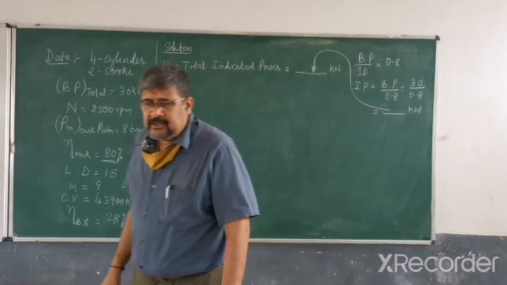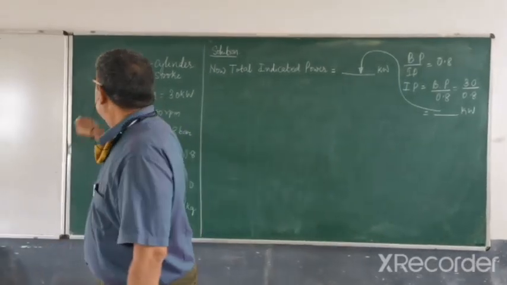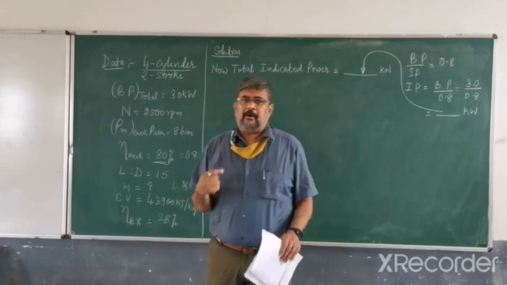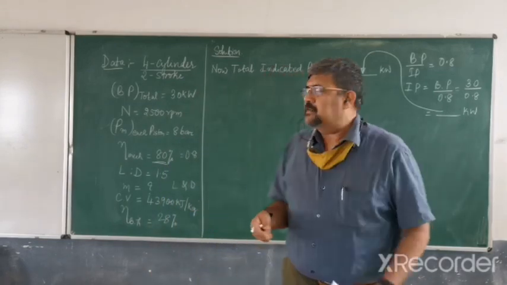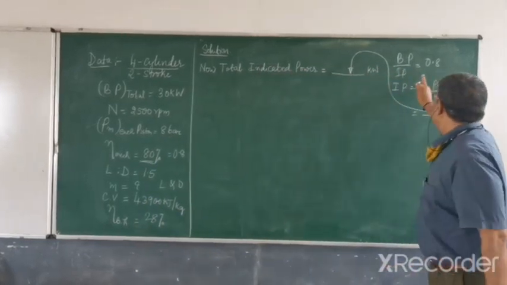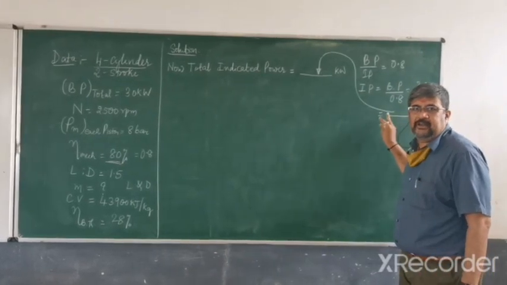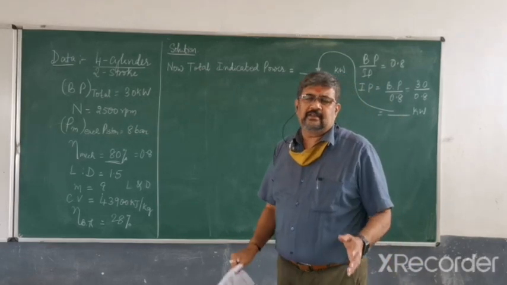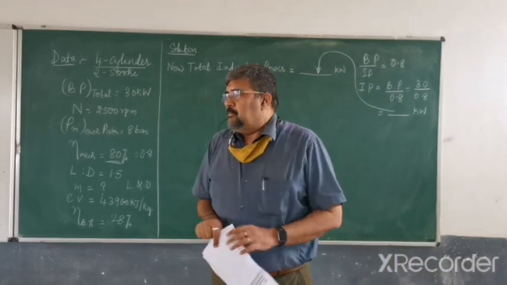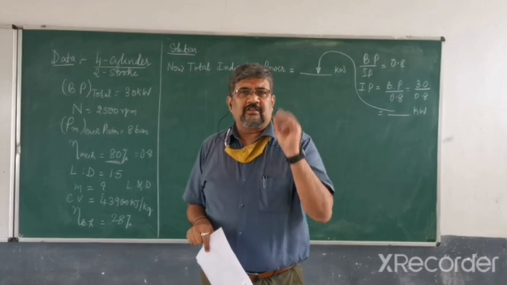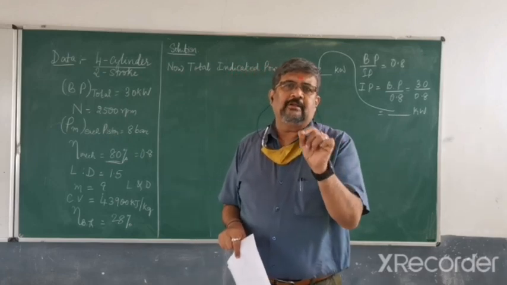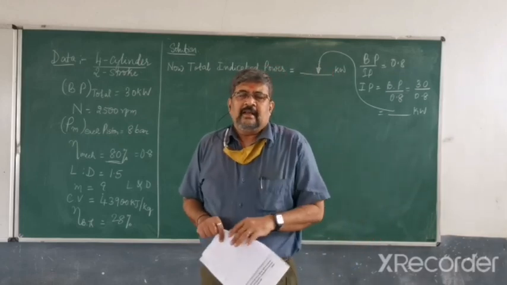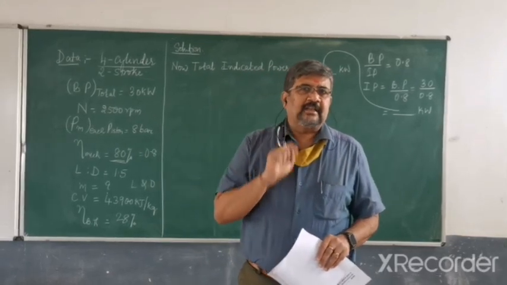Okay. Now you need to understand that because it is a 4-cylinder engine, that is the total power which is available at the crankshaft. 30 kilowatt is the total power, and we have found out what is the total indicated power. So all 4 cylinders put together, they are of power. But whatever equation we have, indicated power is equal to Pm into L into A into N divided by 60 into 2 into 2, whatever. That equation is for a single cylinder.